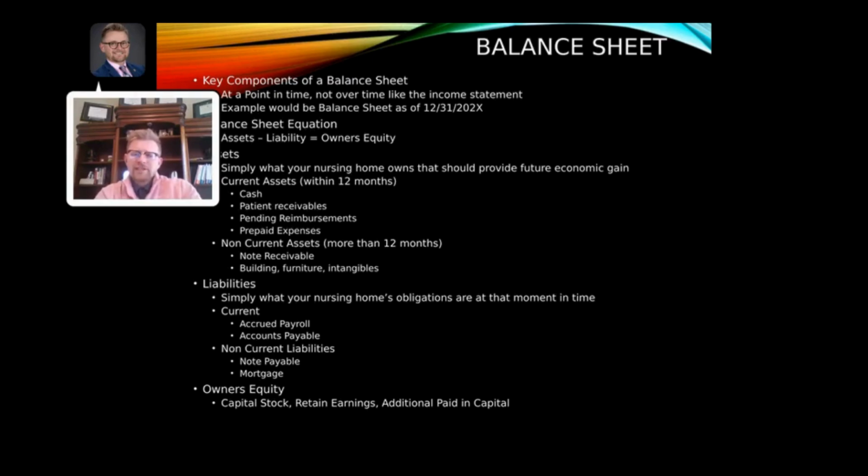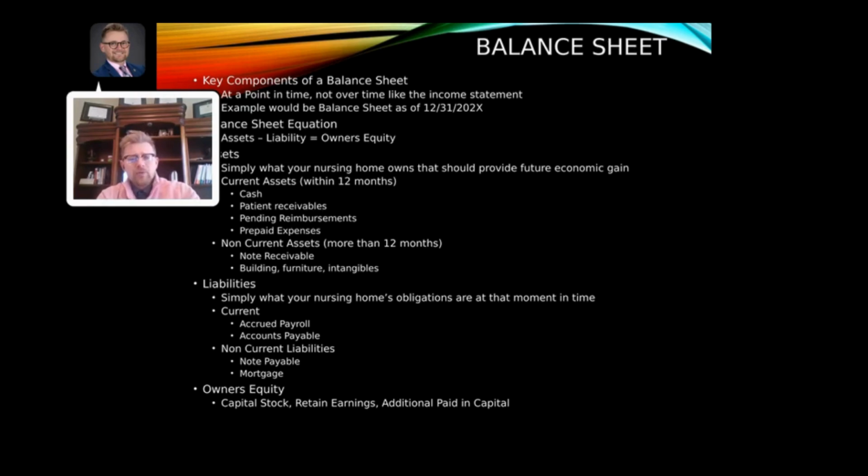The non-current assets I don't anticipate coming up as much as the current assets, but you should still be familiar with it. And it's possible that you may take over operations of a nursing home that has a pretty large note receivable, meaning it's a non-current asset on the books where the company or your nursing home has loaned out some money, maybe to a sister facility, and you should be expecting to get that money back at some point, and you would want to keep track of that.